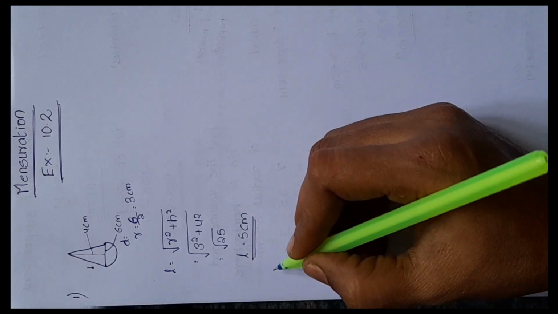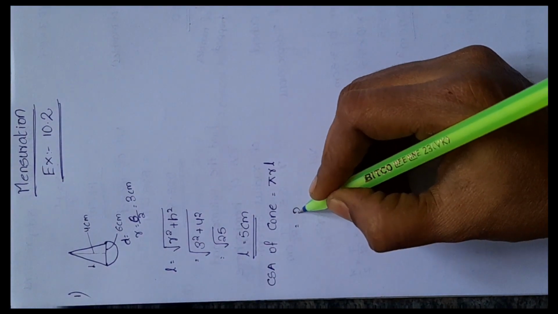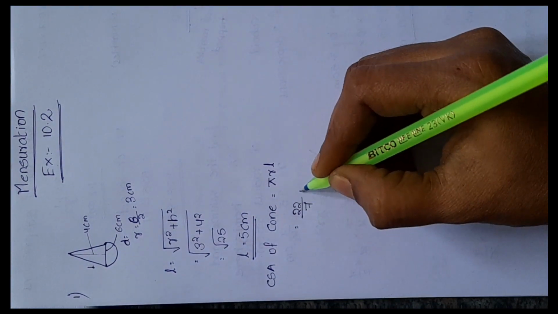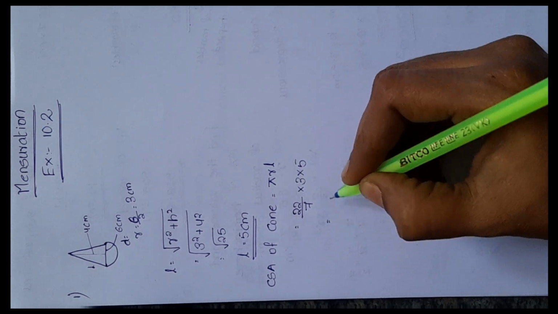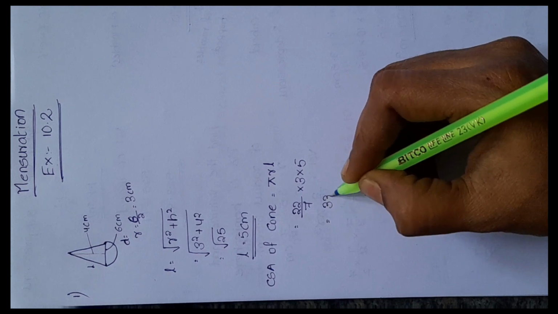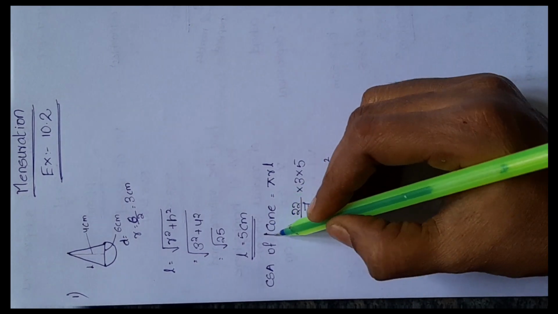Now the curved surface area of the cone. Substituting the values in the formula, pi r l, 22 by 7 into r value is 3 into L value is 5. After calculating, we get 330 by 7 centimeter square is the curved surface area of this cone.